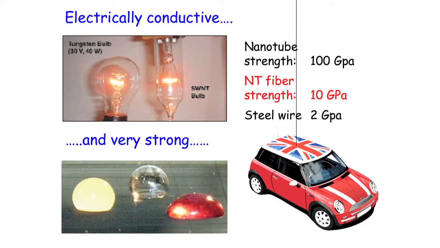Nanotubes are 50 times stronger than steel, and even those fibers are 5 times stronger than steel. And that means that if you made a fiber that was 1 millimeter in diameter, it'd be strong enough to lift a small car. I mean, that is amazingly strong. These things are stronger than any other thing known to man.